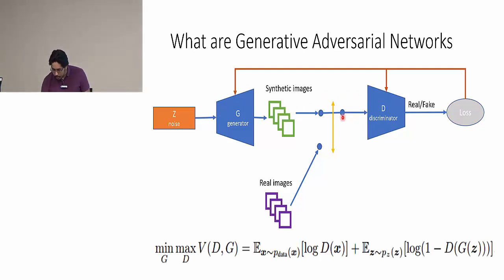So this is just the objective function for a normal GAN. It performs a min-max game with the generator, trying to maximize the value for the discriminator and minimize it for the generator.